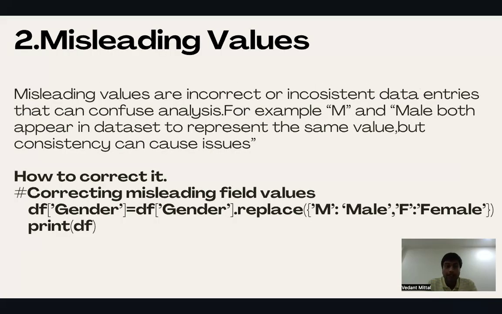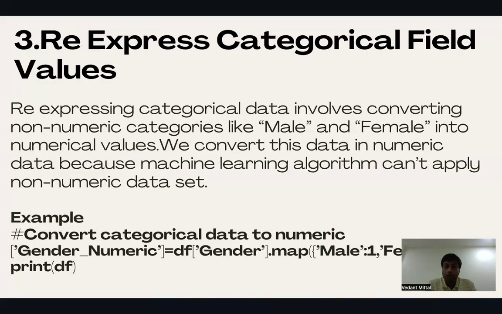Let's move forward to misleading values. Misleading values are incorrect or inconsistent data entries that can confuse the analysis of a user. For example, M and male both appear in a dataset to represent the same value, but the inconsistency can cause issues. How to correct it? Let's see this through the code. Like you can see, in gender, we're replacing M with male and F with female to get better understanding, because the user might get confused by reading both M and male and F and female in the dataset. Okay, let's move forward.